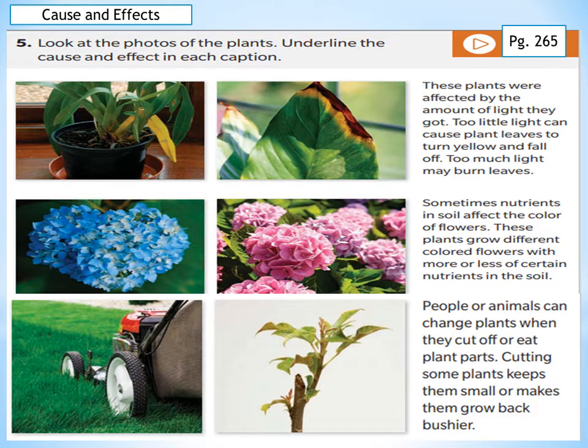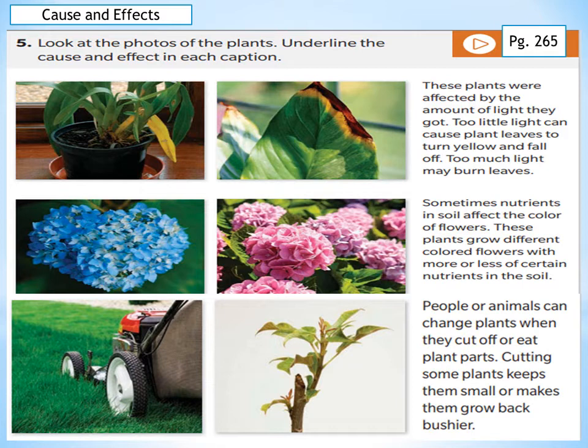So, what is a cause of a plant's leaves turning yellow? Yes, too little light. Please, let's underline together the cause and effect. Too little light can cause a plant leaves to turn yellow and fall off. Too much light may burn leaves.